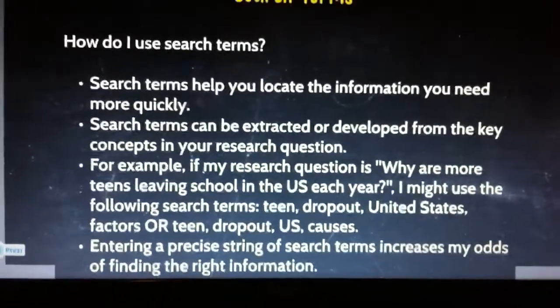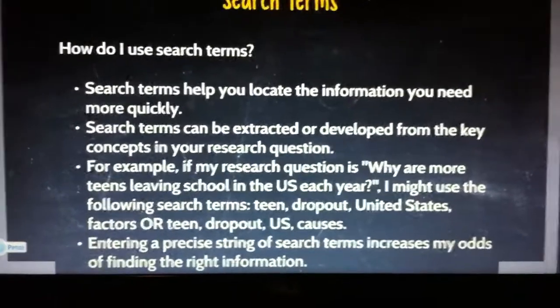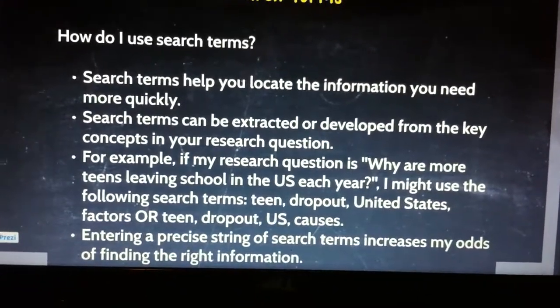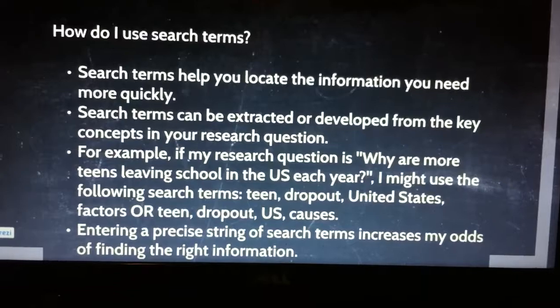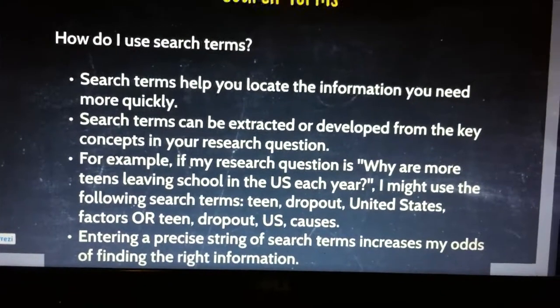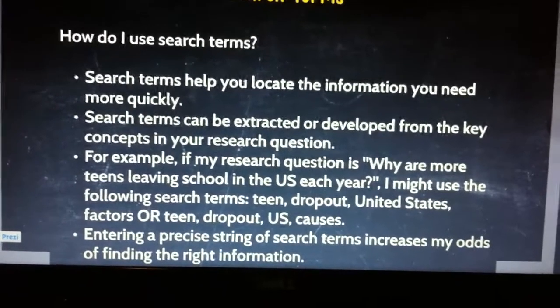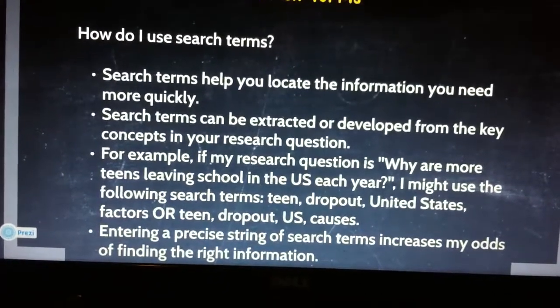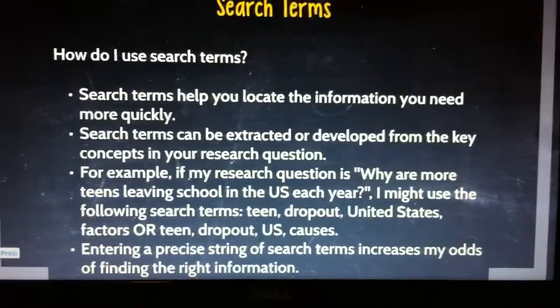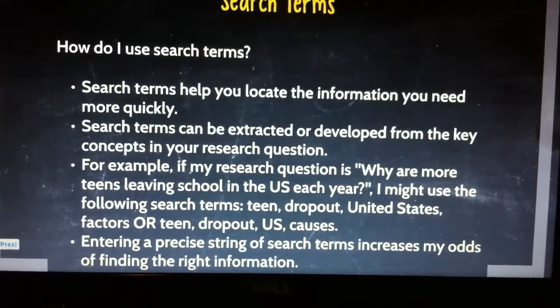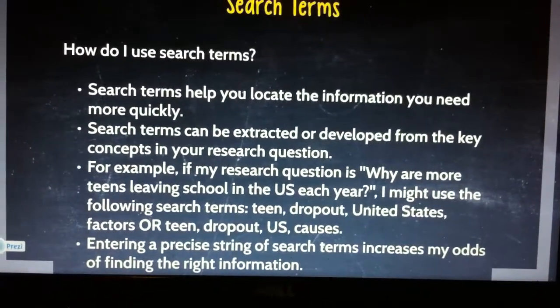For example, if my research question is, why are more teens leaving school in the U.S. each year, I might use the following search terms: teen, dropout, United States, factors, or teen, dropout, U.S., causes. Entering a precise string of search terms increases my odds of finding the right information.